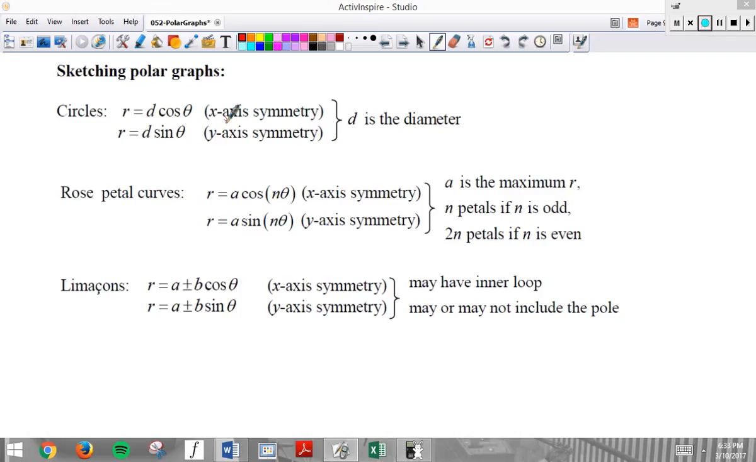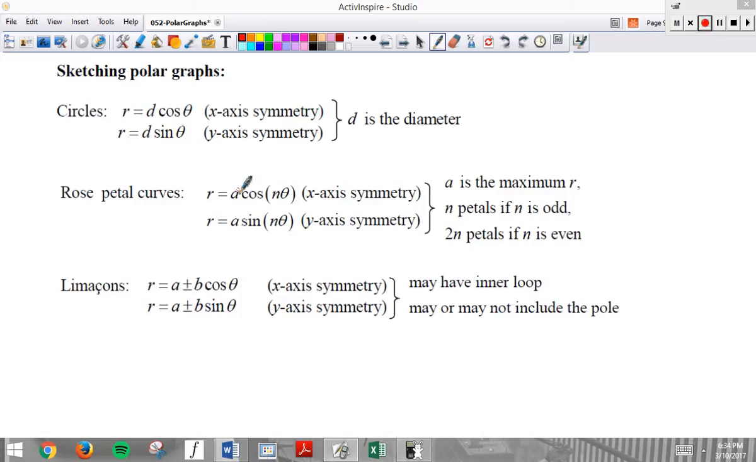So sketching out polar graphs, these are the ones you want to have memorized, okay? These are the facts you want to have memorized, at least for the Unit 9 test. It's very helpful to know all of this. r equals d cosine theta, r equals d sine theta. If it's a sine, it will have y-axis symmetry. If it's a cosine, it will have x-axis symmetry, for the reasons we talked about earlier.